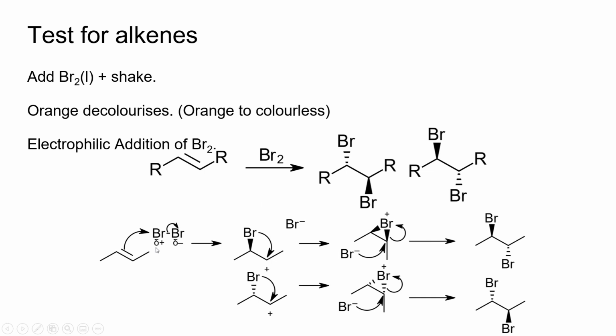Here's the mechanism. It's always nice to remember these. So you have the nucleophilic attack on the bromine, electrons pushed towards the electron sink, formation of the bromonium ion intermediate, then the bromide attacking in to give you your products, your anti diols in this case.